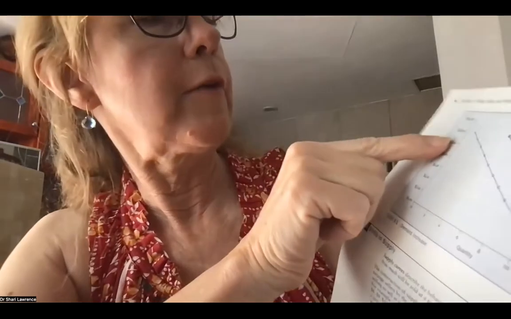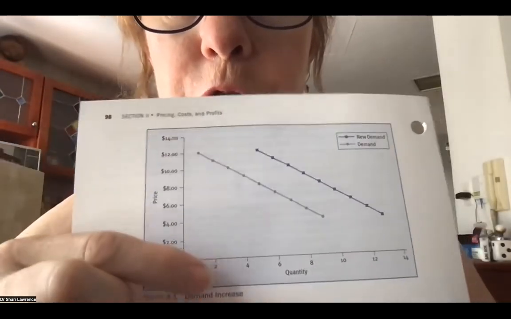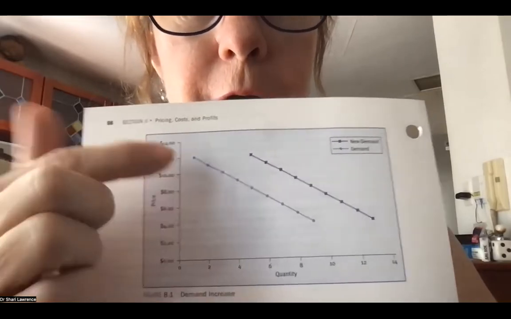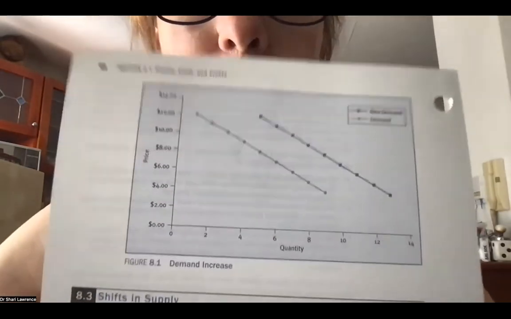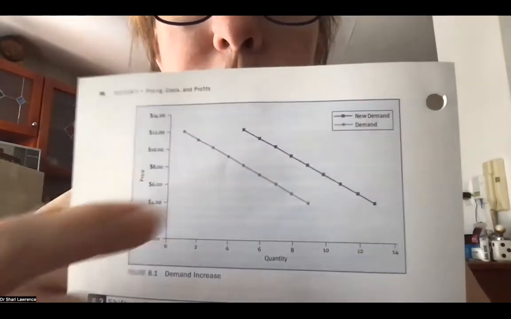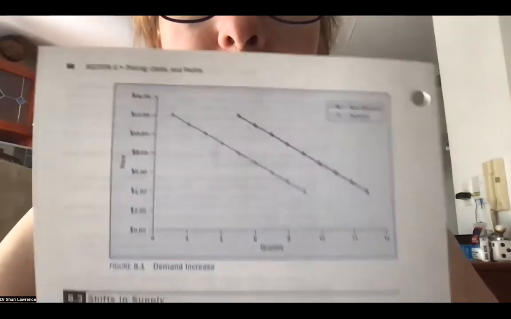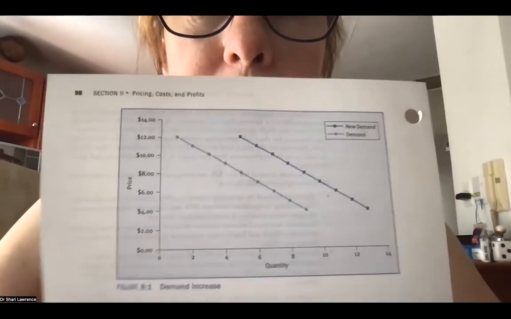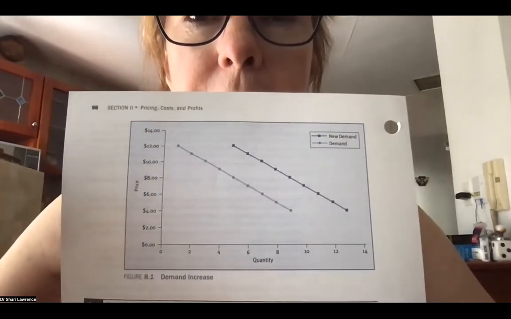So at one extreme, you have $12. At $12, 2 of this product are going to be demanded. If you go way down here at $4, about 9 of the products will be demanded. So a movement along the curve is called a change in the quantity demanded.